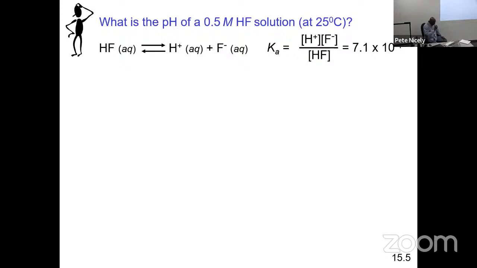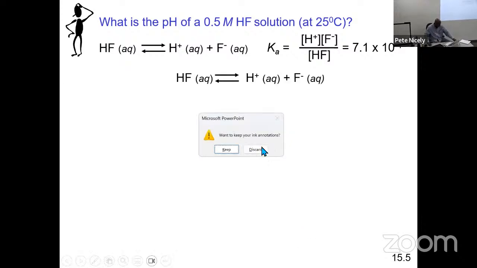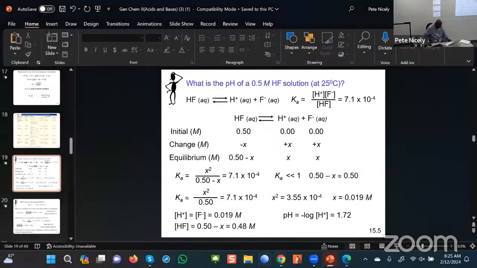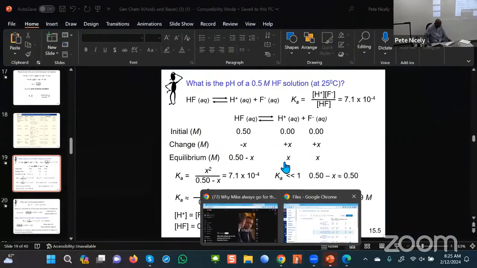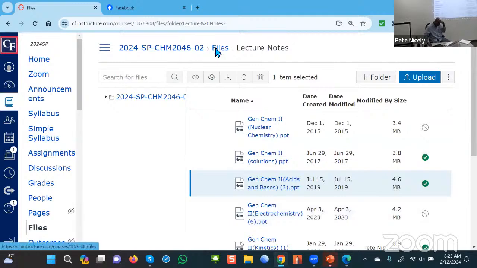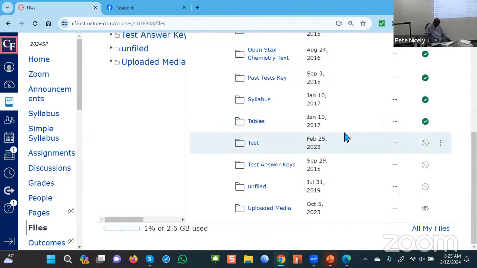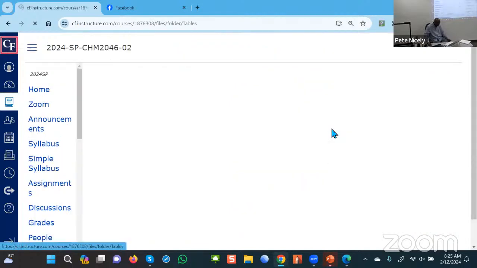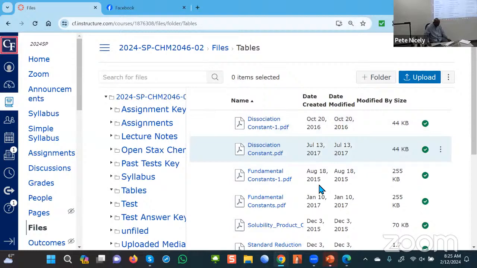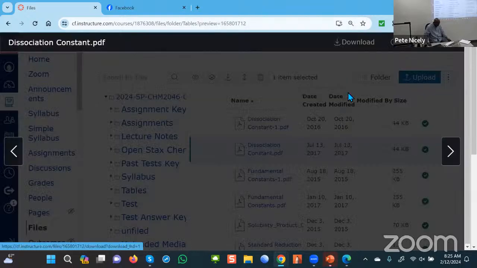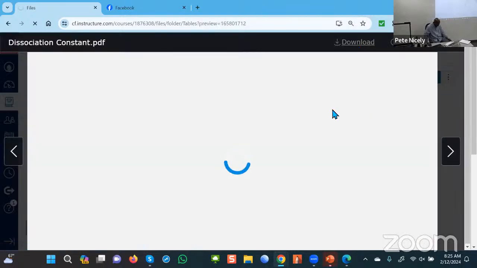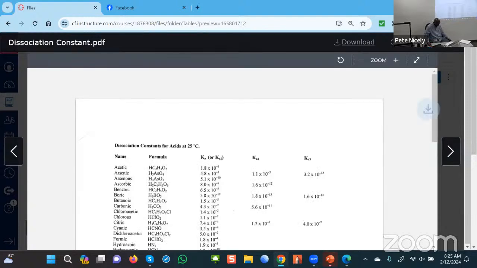And by the way, there's a table. Let me show you where it is. I will provide this table, of course, during your exams or tests. Let me see if I can bring it up. Okay, so if you go to files, and then go to tables, and then where it says dissociation constant, this gives a more comprehensive list of the weak acids that you will encounter.